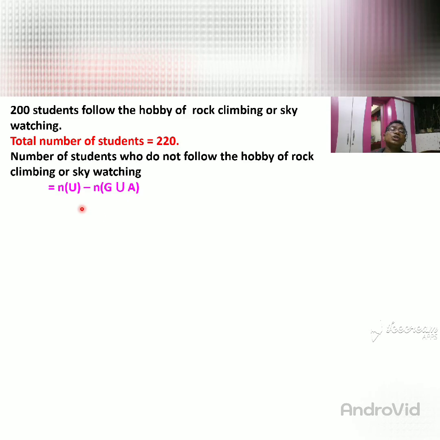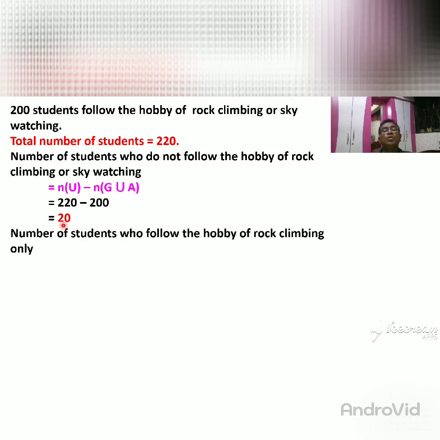So see, this is the universal set, and this is the union set, so we subtract: 220 minus 200, so there are 20 students who have no hobbies. Do you understand? It means that 20 students don't have the hobby of rock climbing and don't have the hobby of sky watching.